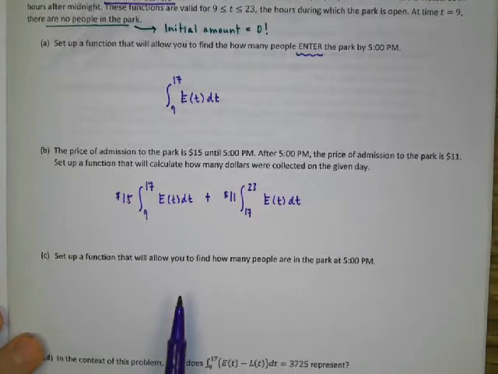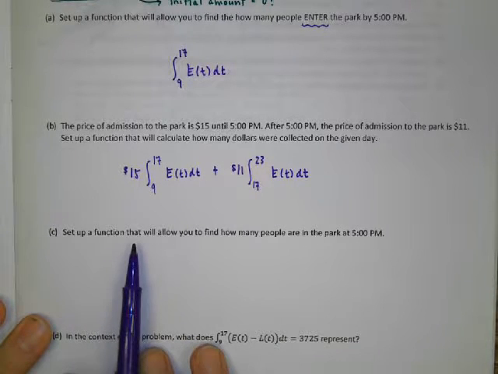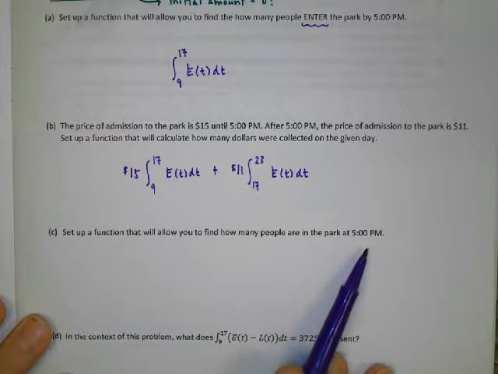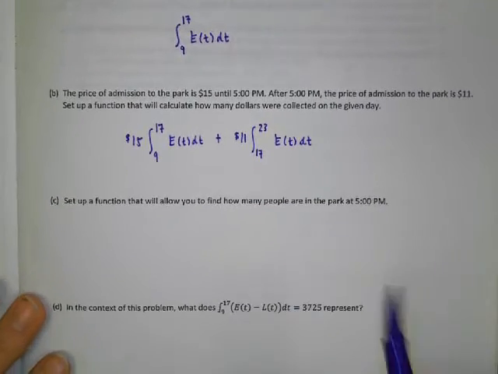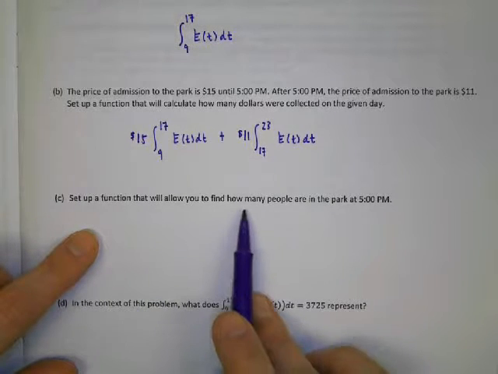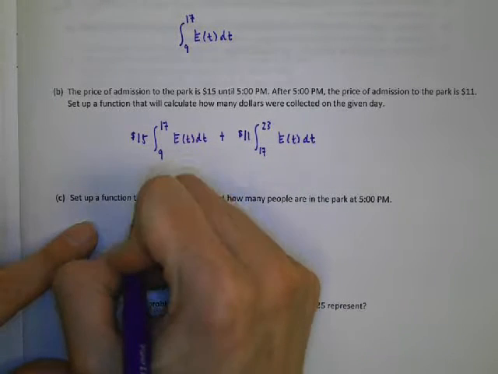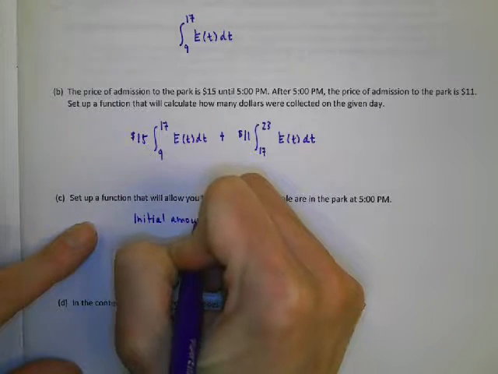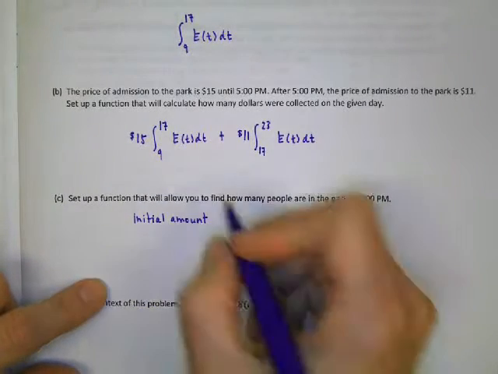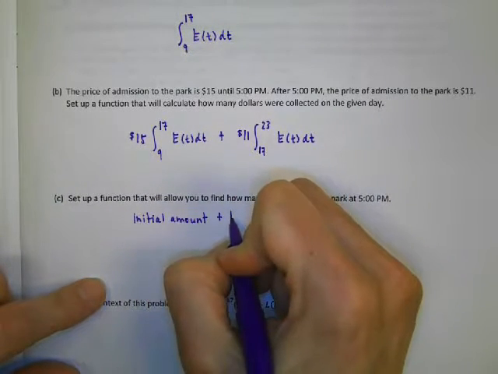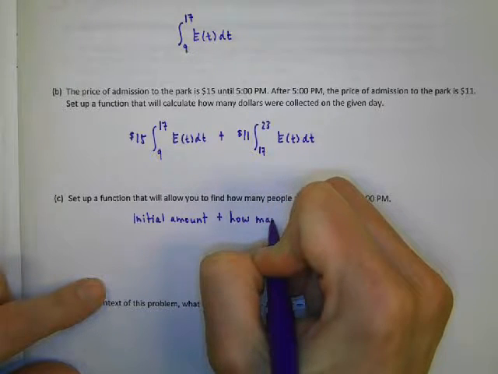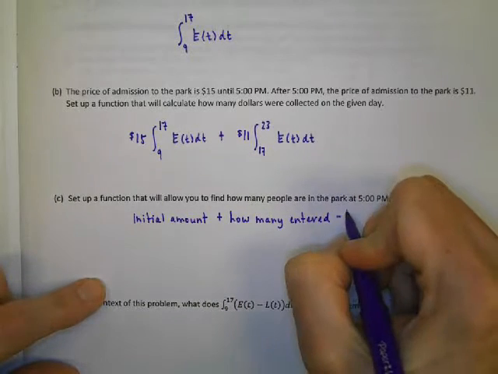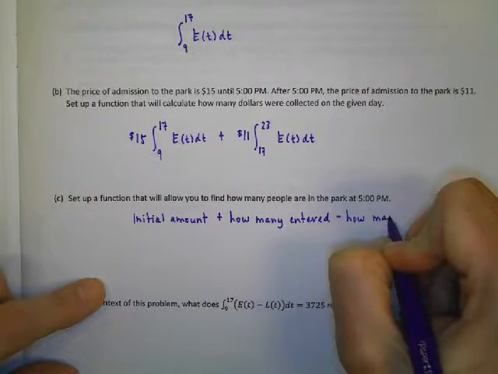All right, now we want to pull some of this together. So now we need to set up a function that's going to allow us to find how many people are in the park at 5 o'clock p.m. So before I set up a function, I just want to think about this. If I want to know how many people are in the park, I need to consider the initial amount, how many were in the park when it opened, plus I need to add how many entered, and I'm going to subtract the number of people that left.